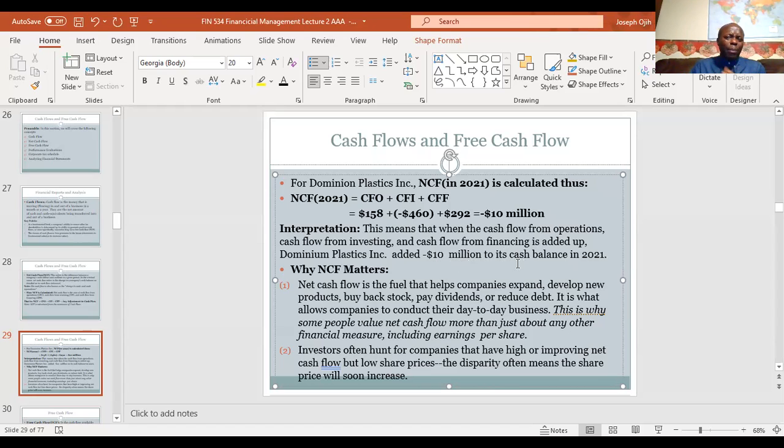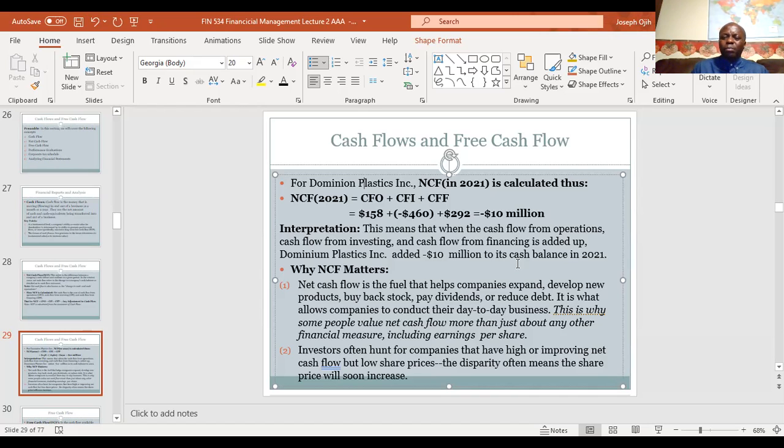Now, I'm going to tell you this. Why does net cash flow matter? The first reason is that it helps the company to expand. If it is a positive net cash flow, the company can use it to expand their operation, develop new products. Like Apple, for example, might use their net cash flow to do research and development and bring a new iPhone, new iPad, or something like that. Or they can use it to pay dividends for those companies that still pay dividends, or to reduce their debt, which is very important as well.